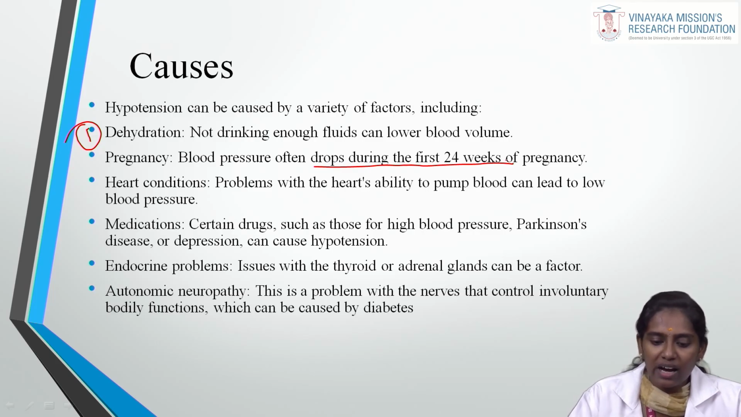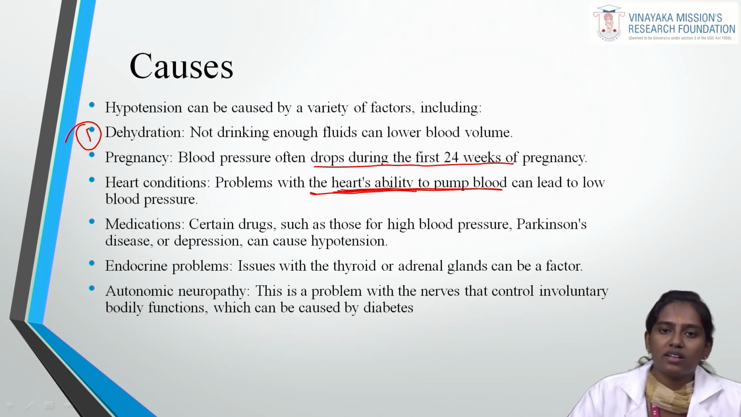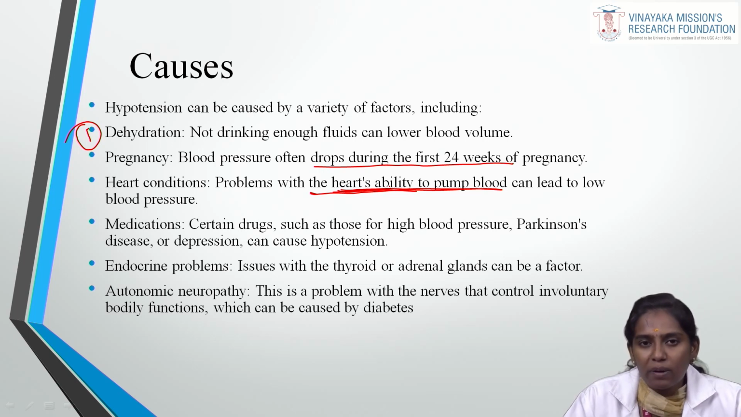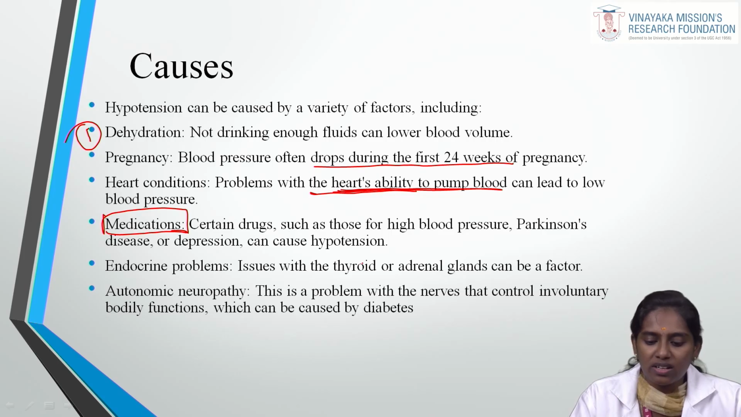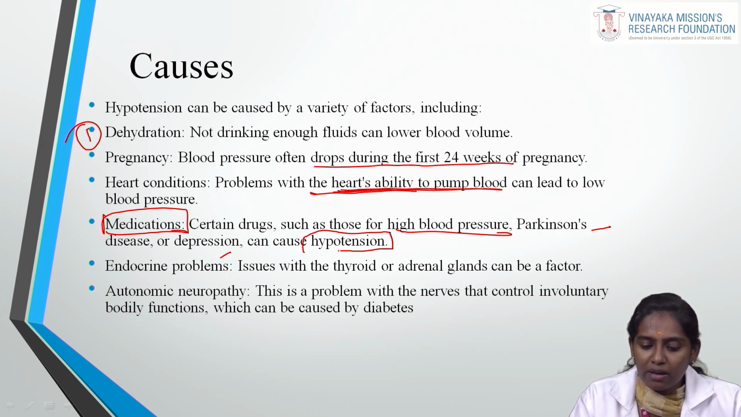Then heart conditions, problems with the heart's ability to pump blood can lead to low blood pressure. When your ventricles and auricles fail to pump blood, you will have a low BP, that will lead to hypotension. Then medications. Certain drugs, such as those for high blood pressure, Parkinson's disease or depression, can cause hypotension. Mainly in Parkinson's disease or depression conditions, you will have hypotension.